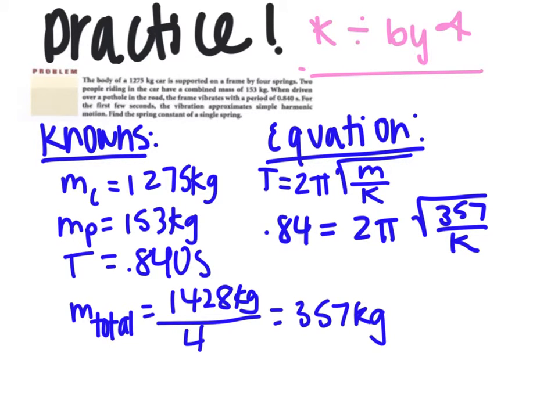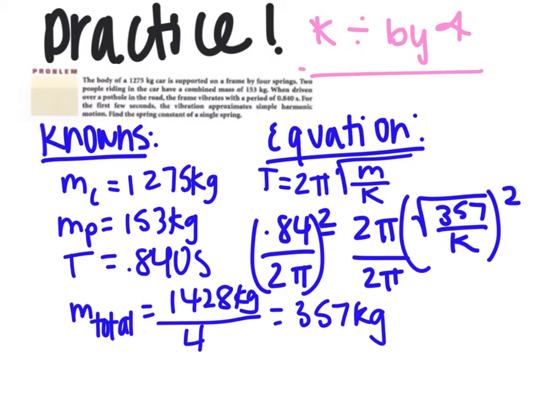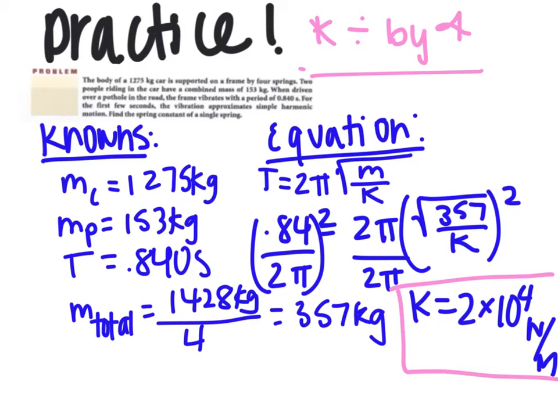Now, to solve this equation, I'm going to start off by dividing both sides by 2 pi. And then from there, I'm going to square both sides. And then I'm going to cross multiply. And once I do that, I get k is equal to 2 times 10 to the 4th power newtons per meter. And that's your answer for the spring constant of a single spring in this car.